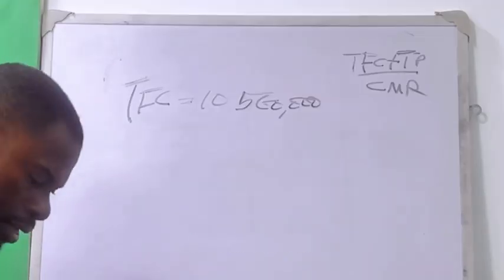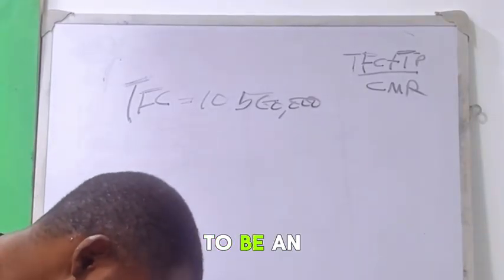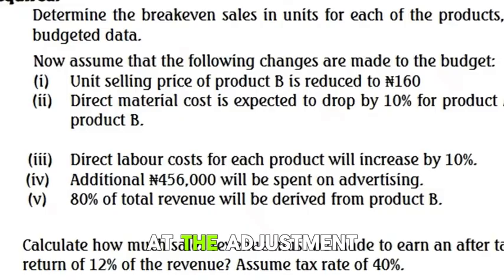10,560,000. Is there an addition? There seems to be an addition. If you look at adjustment number 4, it says an additional 456,000 will be spent on advertising. Now, somebody may be confused about that. All you need to ask yourself is: is this a variable cost or a fixed cost? Do you pay for advertising for every level of activity? I mean, for every production you do, do you need to pay for advertising? Of course not. So it is a fixed cost.